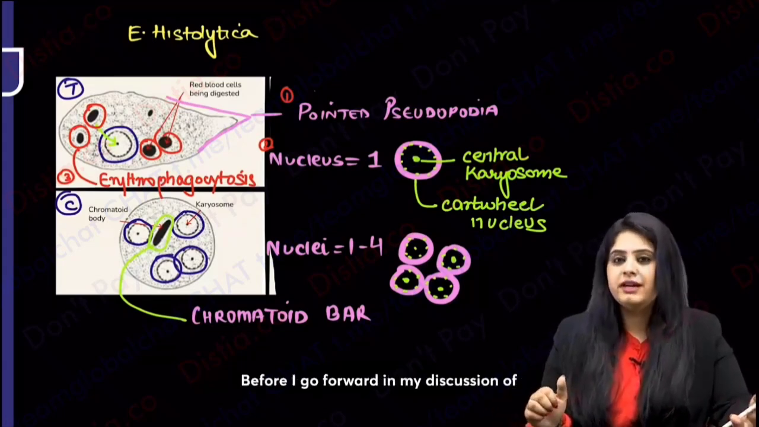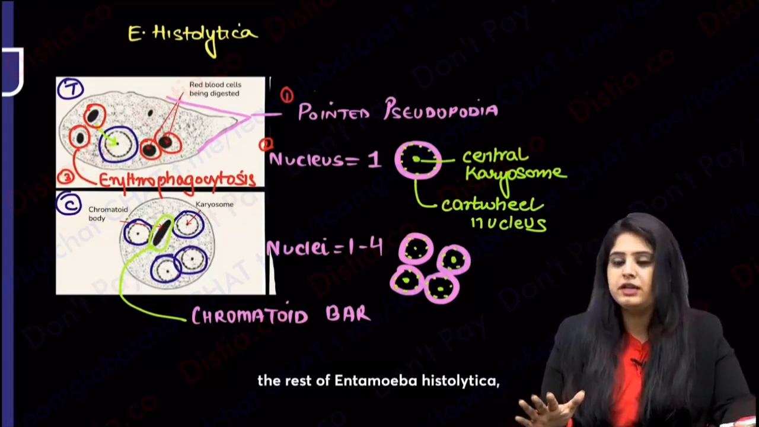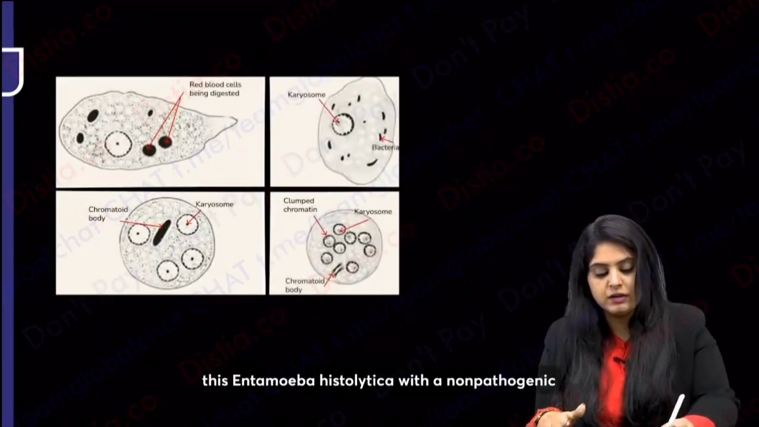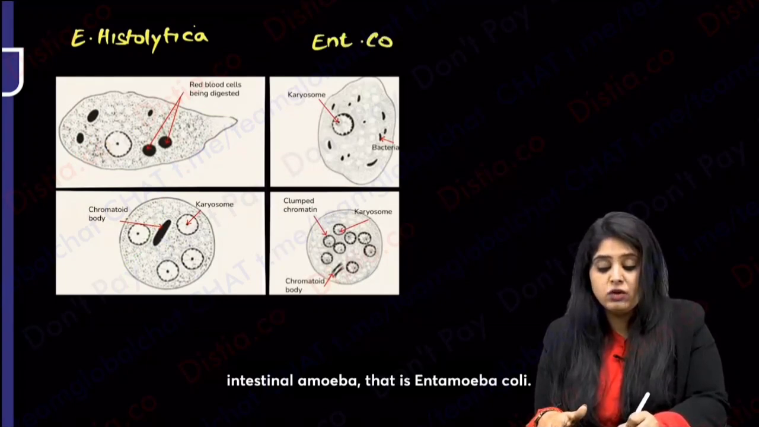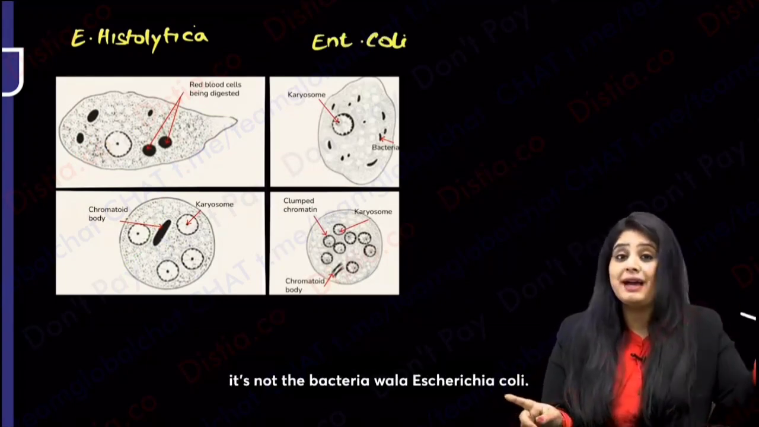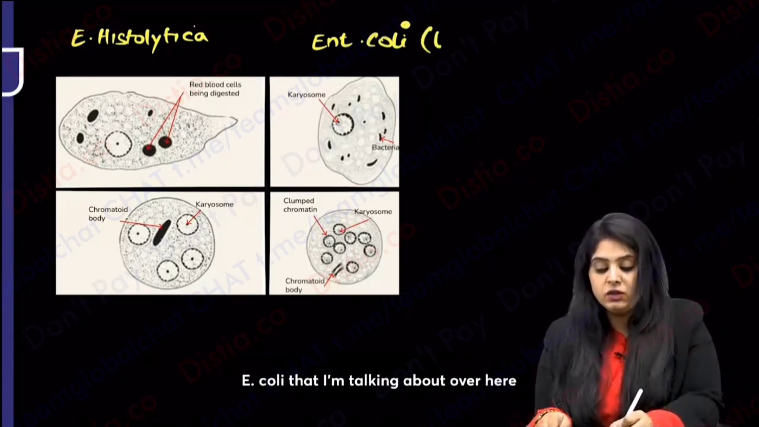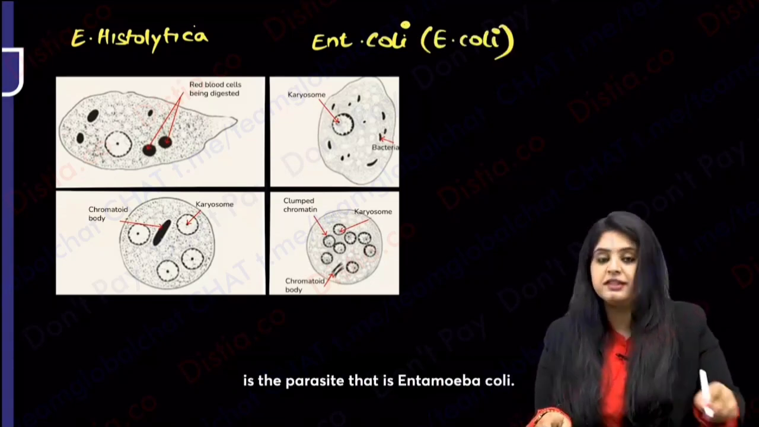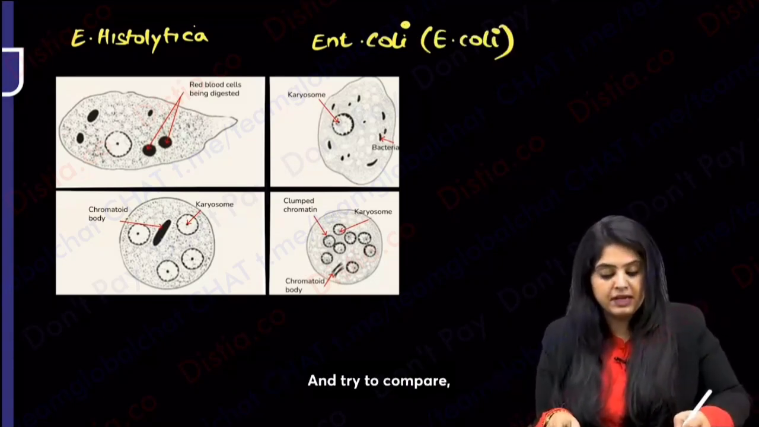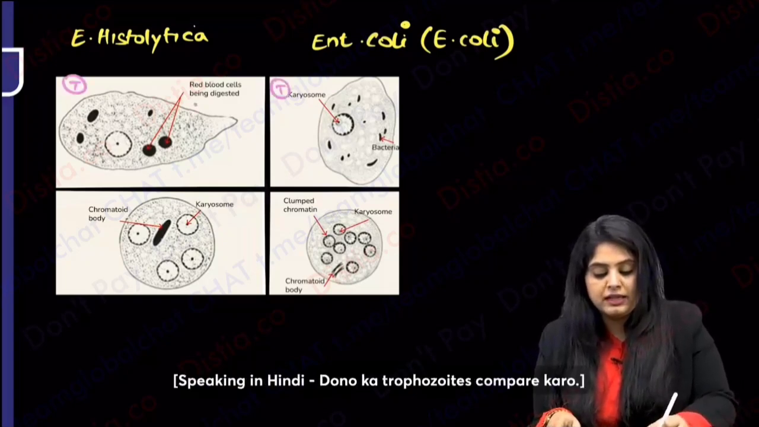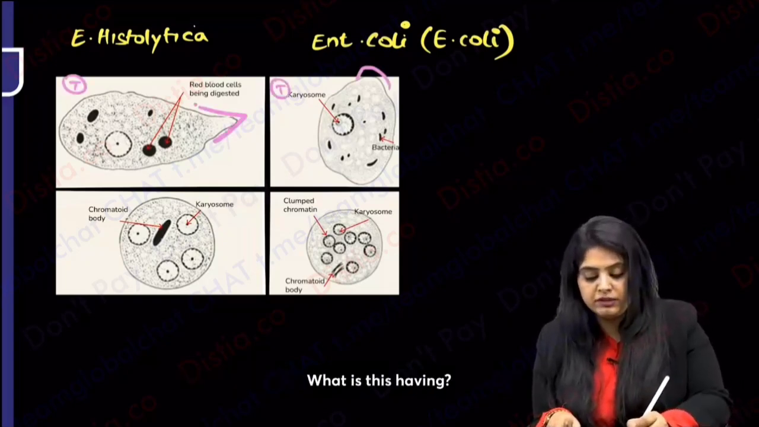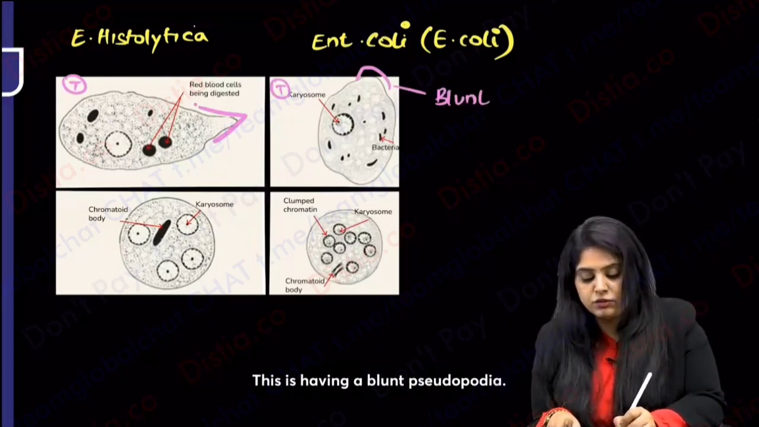Before I go forward in my discussion of the rest of Entamoeba histolytica, I want you to differentiate it from a non-pathogenic intestinal amoeba, that is Entamoeba coli. E. coli is not Escherichia coli. It's not the bacteria. E. coli that I'm talking about over here is the parasite Entamoeba coli. Try to compare the trophozoites of both. Entamoeba histolytica was having a pointed pseudopodia. What is this having? This is having a blunt pseudopodia. Entamoeba coli has a blunt pseudopodia.